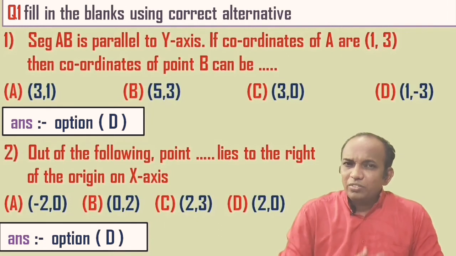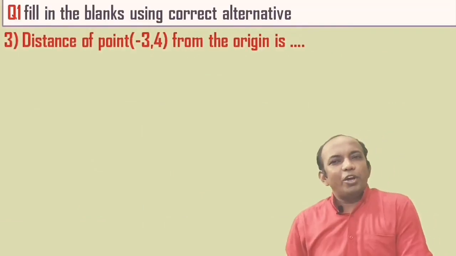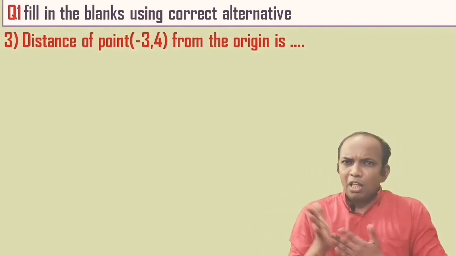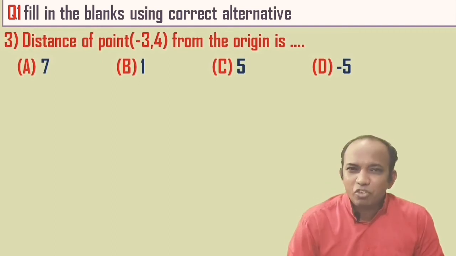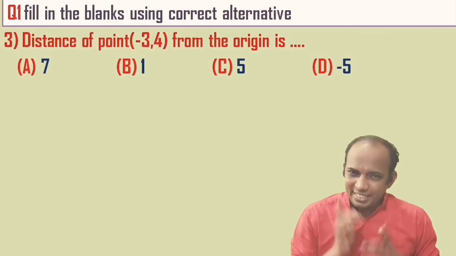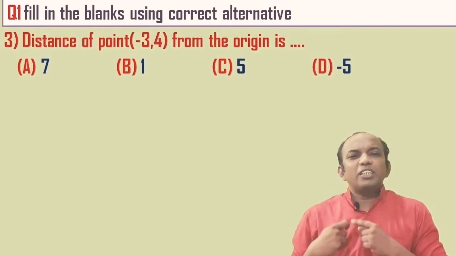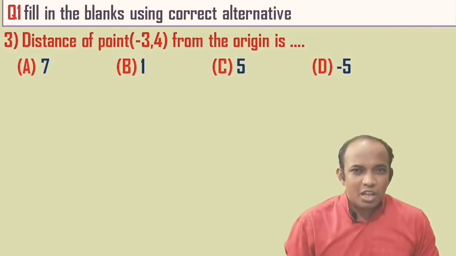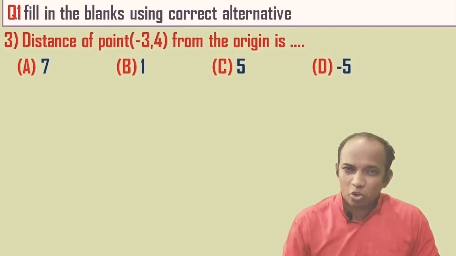Now check out the third one. I need to find the distance between the origin and a point having coordinates -3 and 4. What can be done? Yes, it is to be found by the distance formula. Okay, but where are the coordinates of the origin? Yes, coordinates of the origin are 0, 0. So the moment you put it in the distance formula, that is x2 minus x1 the whole square plus y2 minus y1 the whole square, and finally take the root of it.